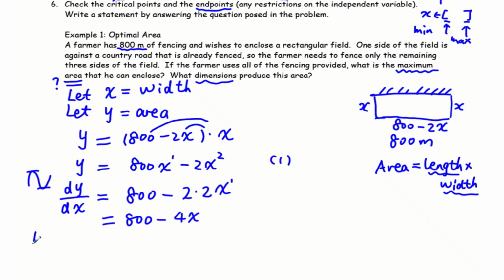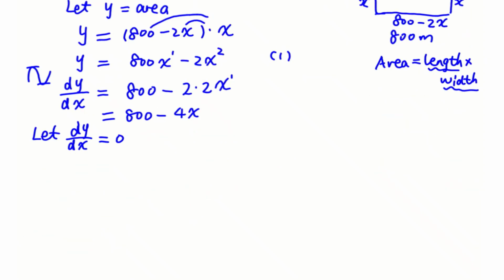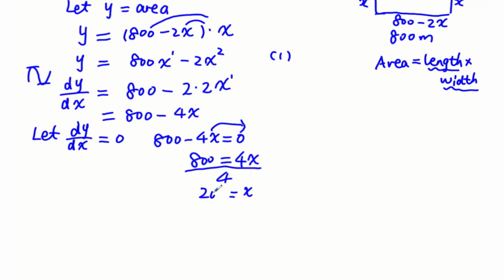Then we are going to let dy over dx equals 0 because we want to find the extreme point. So dy over dx, we have minus 4x equals 0. Solve this equation. This is a linear equation. We could move the 4x to the other side. Minus becomes plus. Then move the 4 to the other side. Opposite operation. This is multiplication, so we do the division to both sides. So x equals 200.